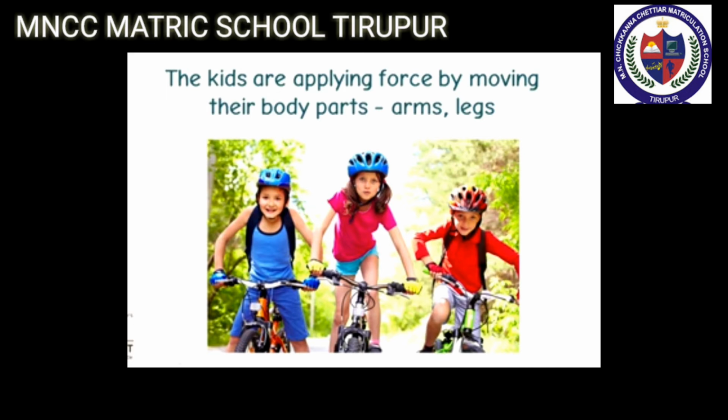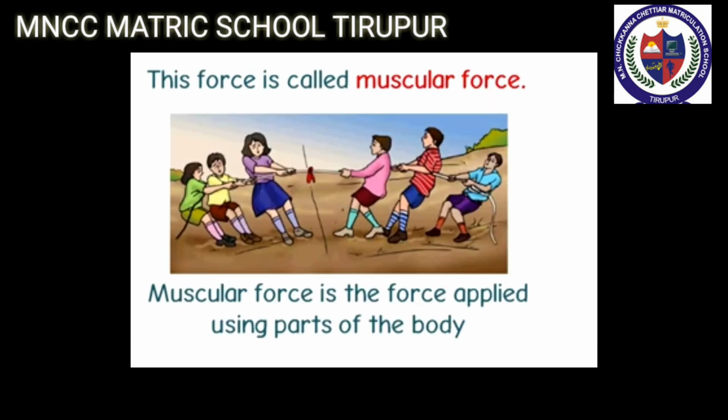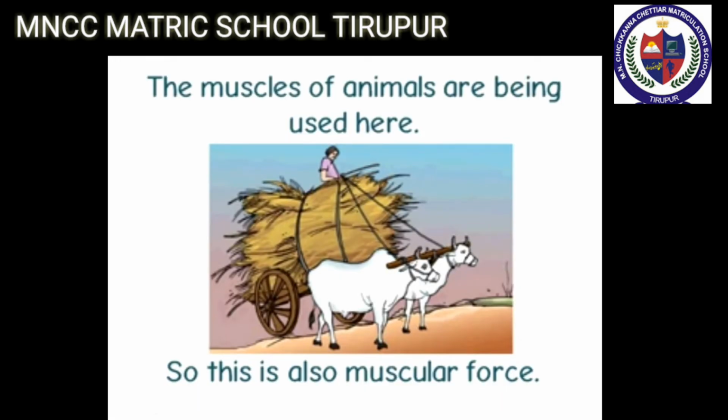Look at the picture. The kids are playing, applying force by moving their body parts, that is arms, legs, etc. Look at the picture. Here the children are playing a game called tug of war. Here the force applied using parts of the body is called muscular force. Here the muscles of animals are being used. So this is also an example of muscular force.